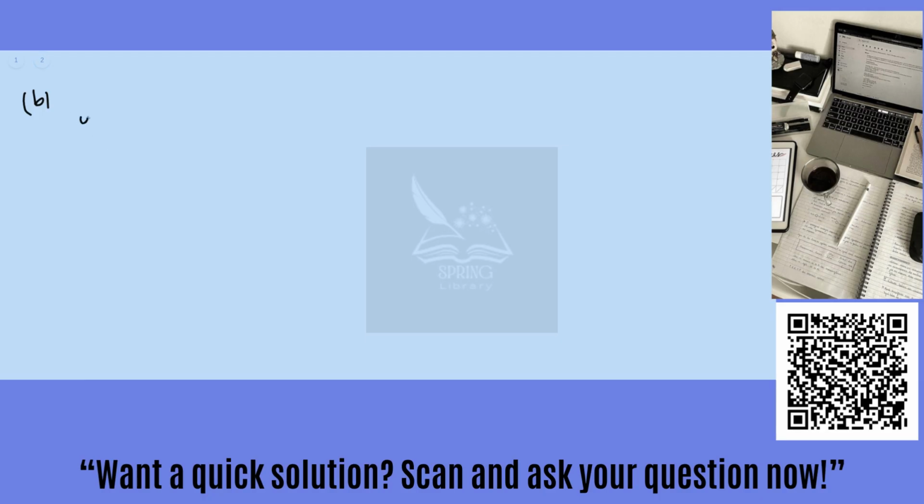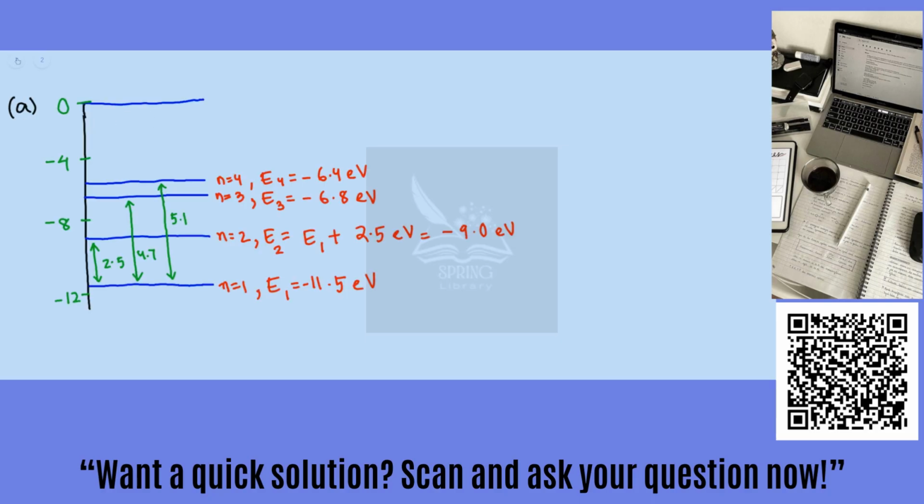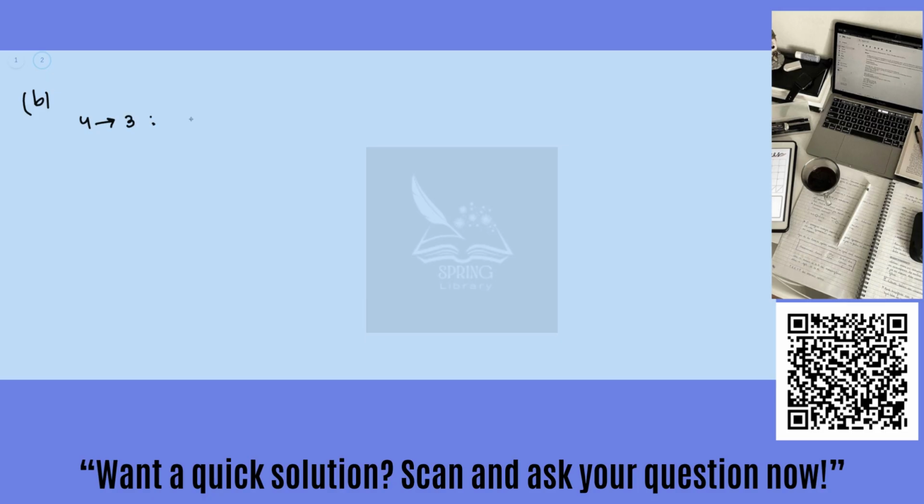So we can have a transition from 4 to 3. The energy difference will be E4 minus E3. So that will be negative 6.4 electron volt minus negative 6.8 electron volt, and we get this value to be 0.4 electron volt.